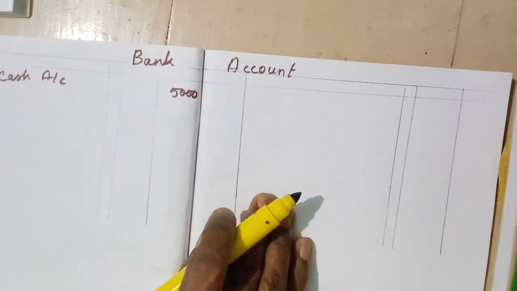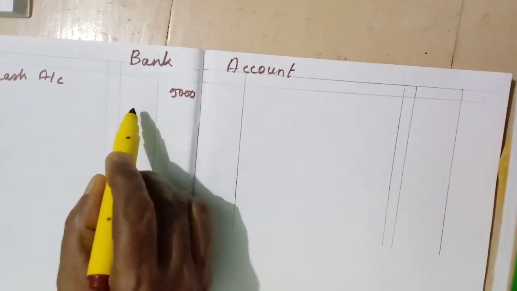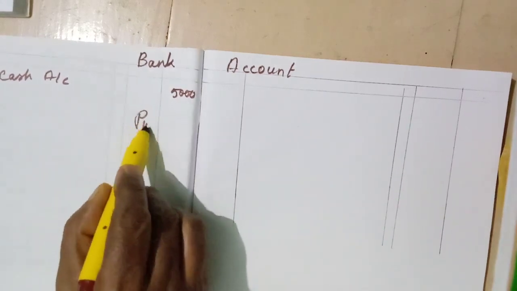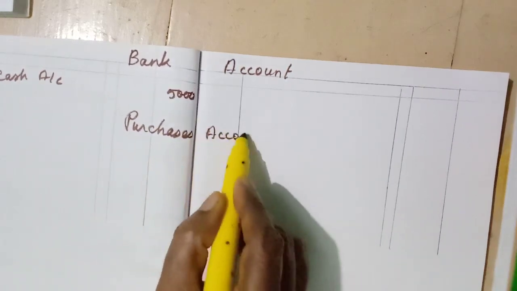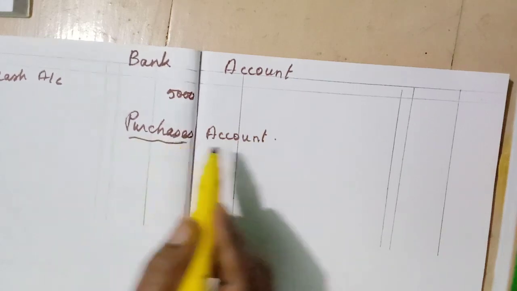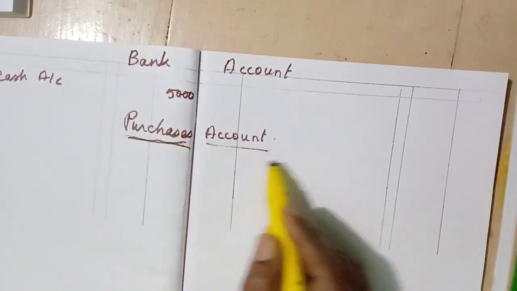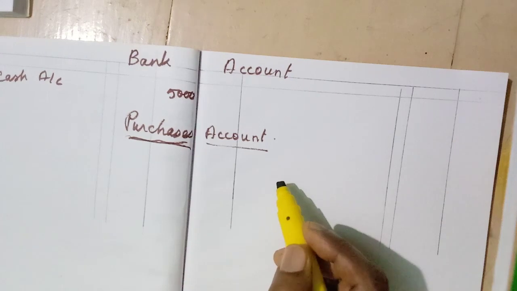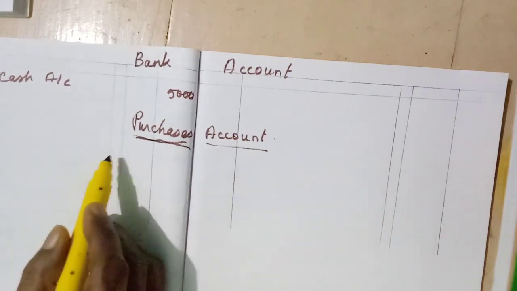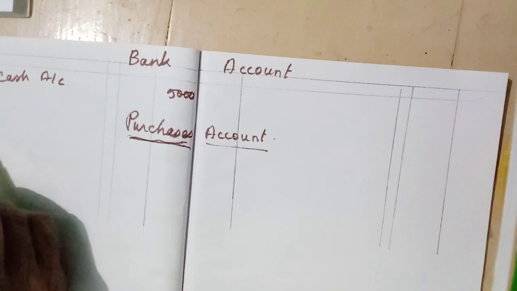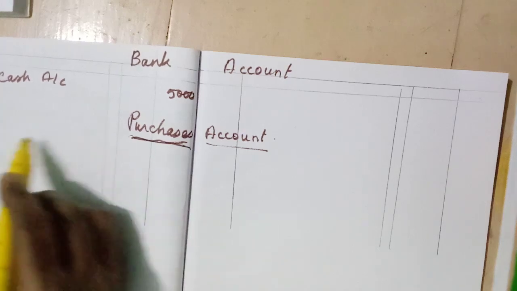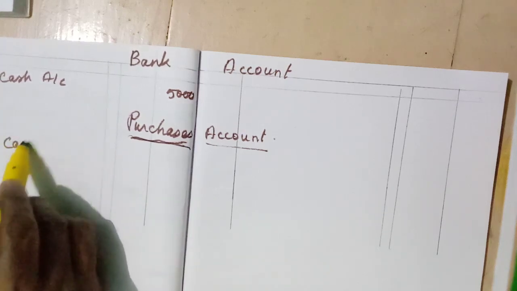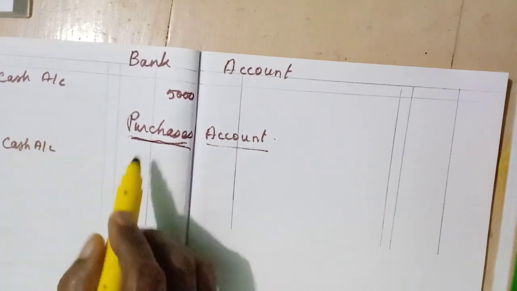Then bank over. Then purchases account. Purchases account. Don't draw like that. So what is the entry? Purchases account, debtor to cash. So credit side we have to write, isn't it? Date 2016 January 7, to cash account 1000.